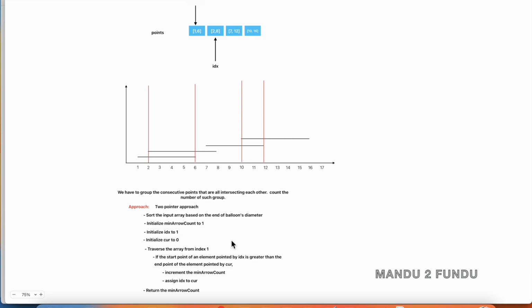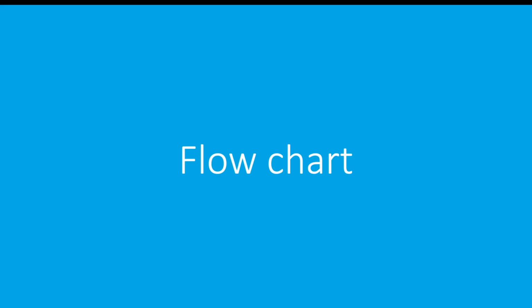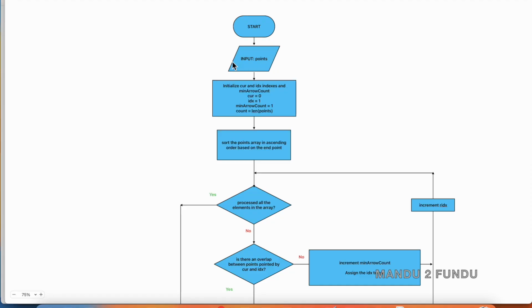Okay, so then we traverse the rest of the array, and at the end the min arrow count will have the minimum number of arrows to burst all the balloons. Let's look at the flow chart. Input for this procedure is an array of points. First we initialize the current pointer and then the idx pointer and the min arrow count variable.